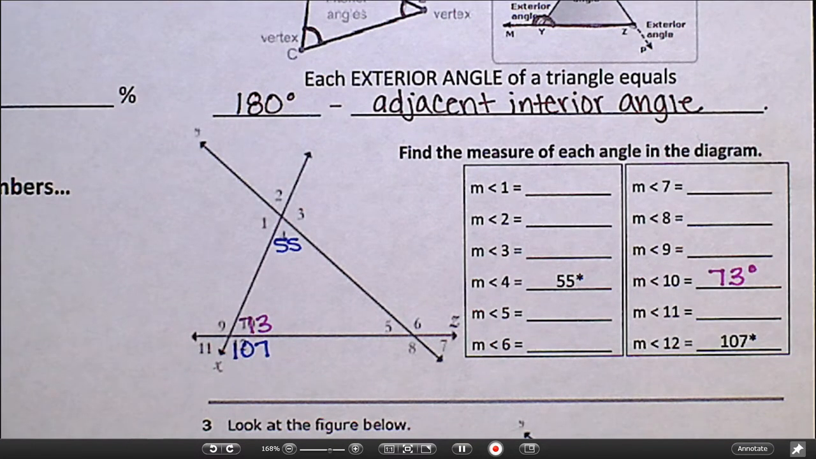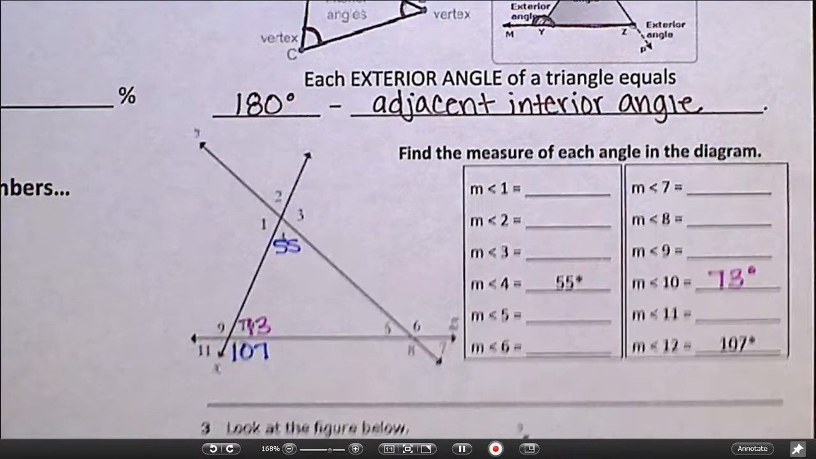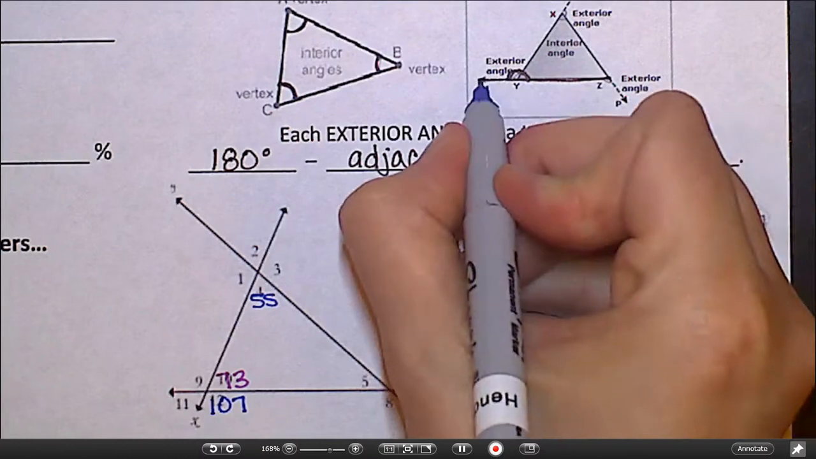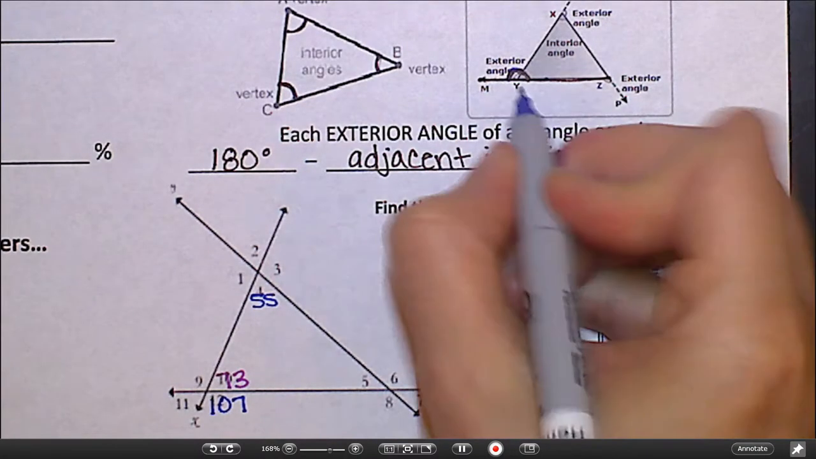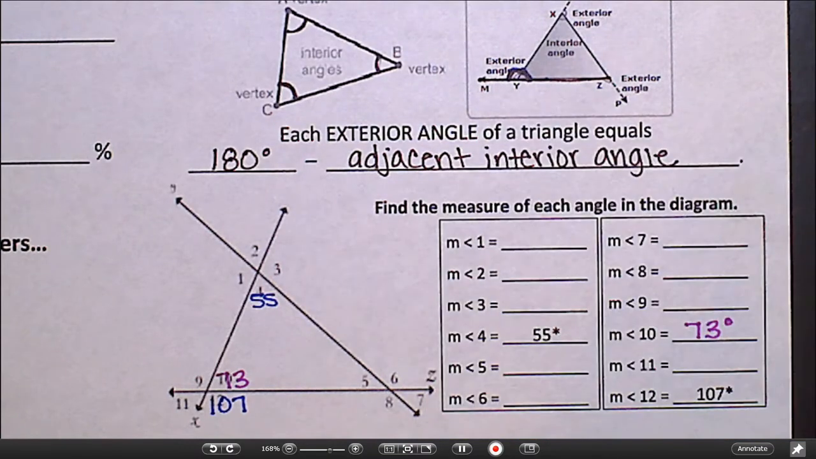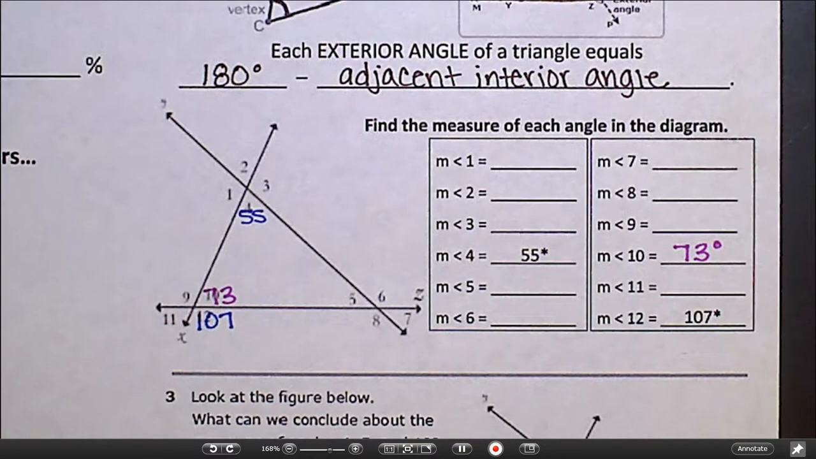So let's take a step back and look at how we did that. Looking up here, we know that an exterior angle, in this case it was 107, plus the interior angle have to equal 180. And so if I work backwards, I can figure out that the interior angle has to equal 73 degrees so that they can both add up to 180. So let's keep working here.